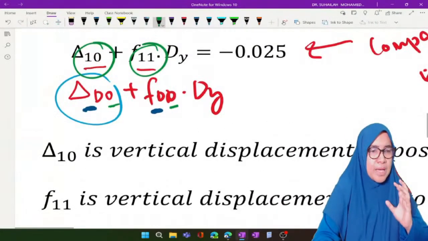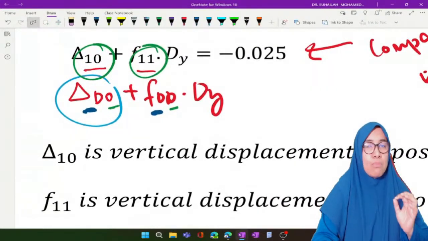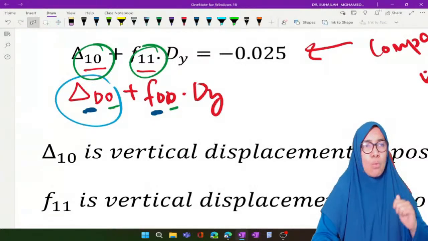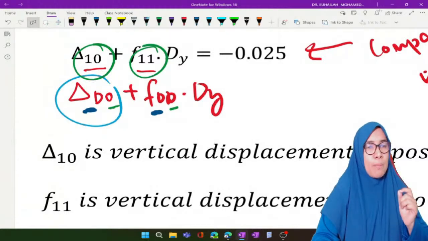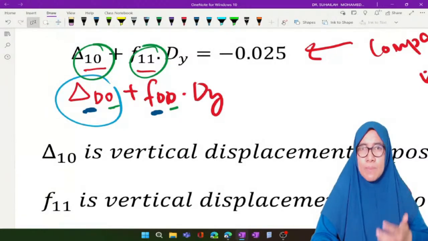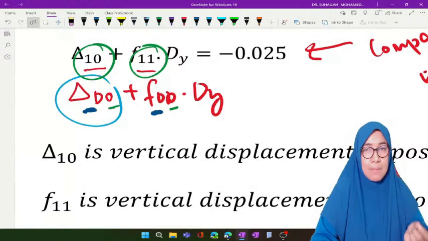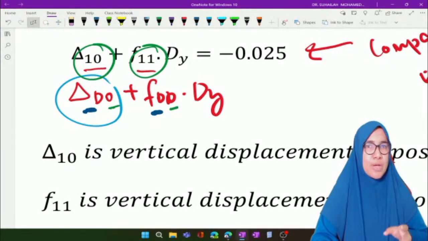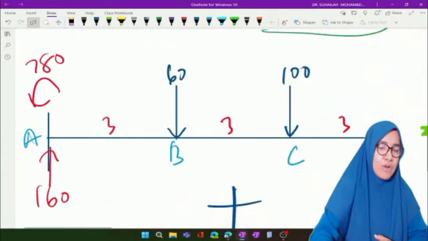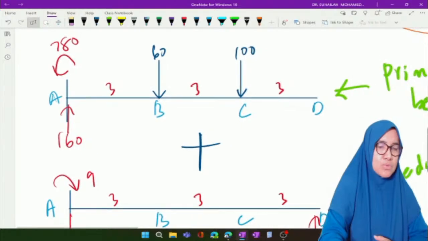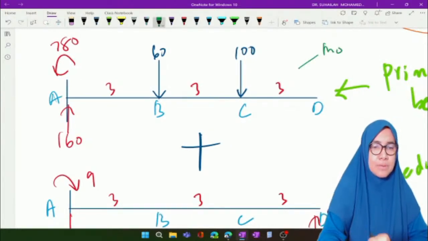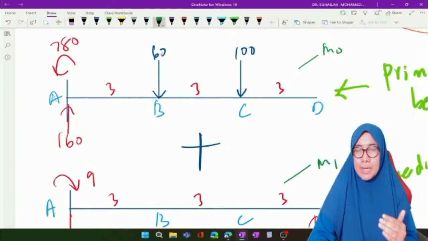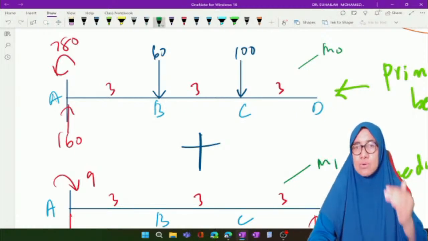So we should have moment equations coming from two systems. One is the primary system, one is the redundant system. For the primary system, we label the moment equation as M naught, and for redundant number 1, we label the moment equation as M1. Means that from these two diagrams, one we get M naught, and another one we get M1. M0, M1. With two redundants, we will have M0, M1, M2.